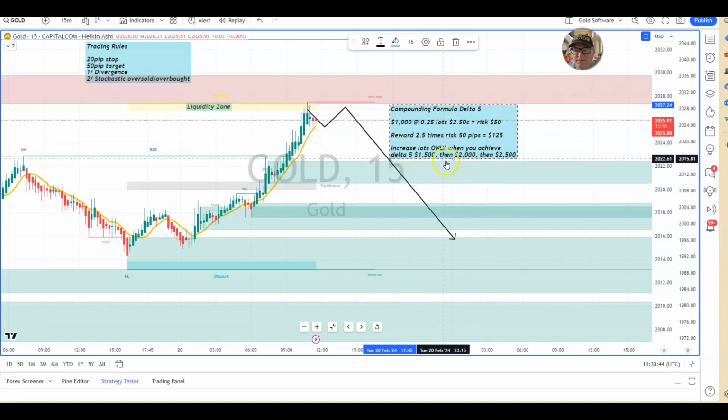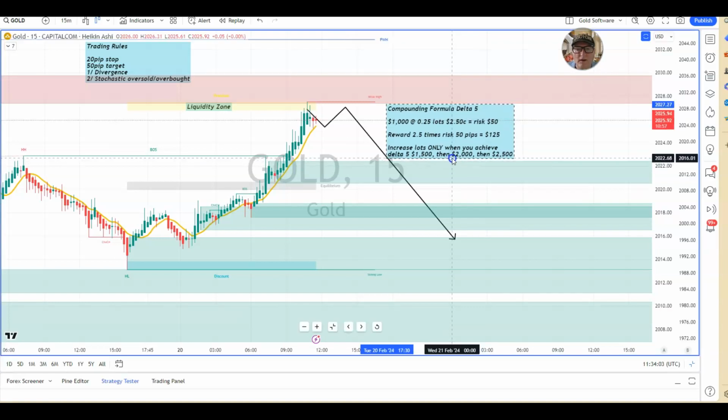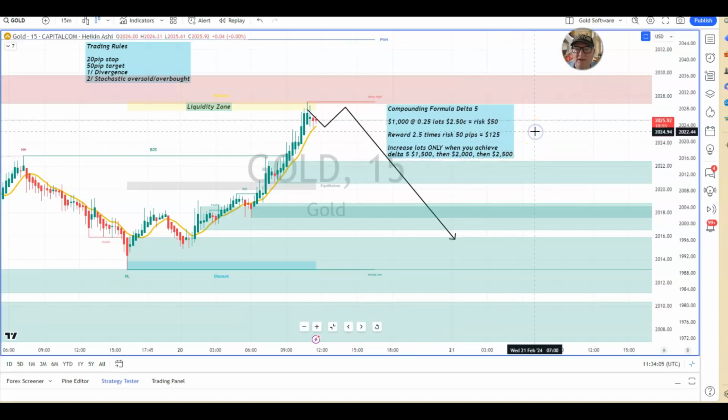Now, the Delta 5, which most people don't know or even understand, is quite a safe way of compounding your account, but not too quickly. I don't know if you've ever done that, where you've increased the lot size, but then suddenly the market's gone against you and you wish you hadn't compounded so quickly. If that resonates with you, then I've done that many years ago, 30 years ago, quite often, and learned the hard way. But this Delta 5 is really important.